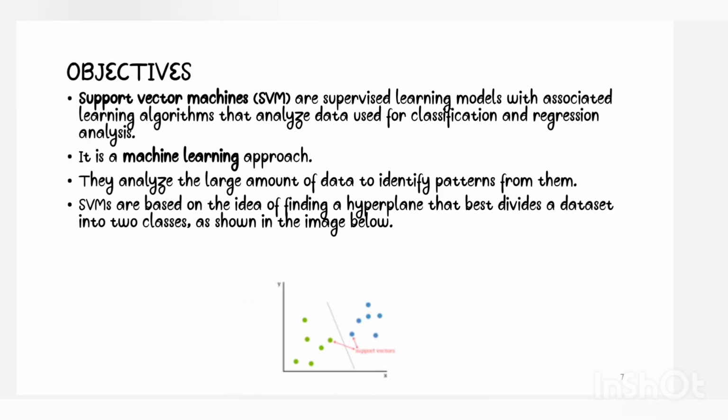Objectives. Support vector machines are supervised learning models with associated learning algorithms. The data analysis is used for classification as well as regression analysis. It is a machine learning approach. They analyze large amounts of data to identify patterns from them. SVMs are based on the idea of finding the hyperplane that best divides a dataset into two classes.